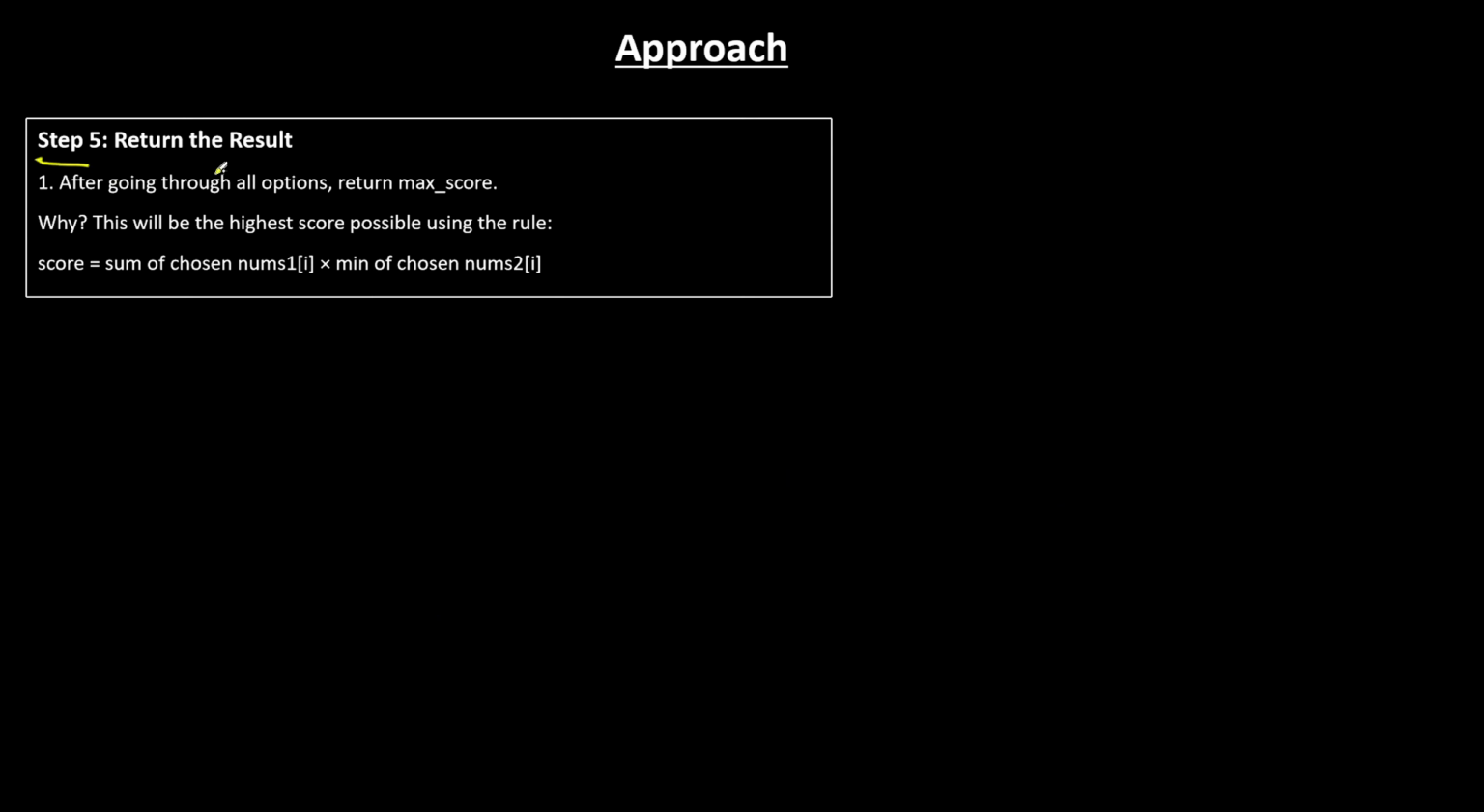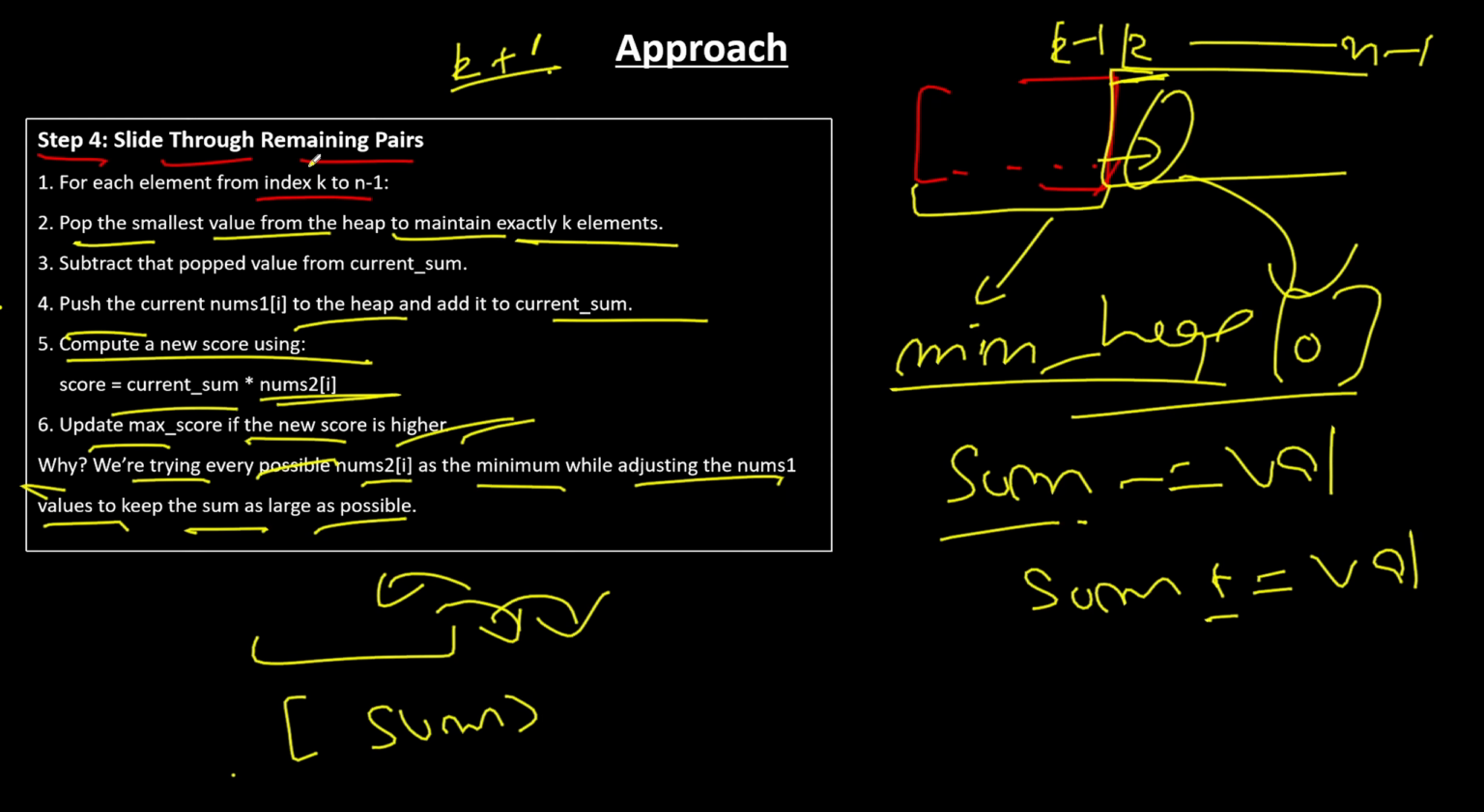Now at step 5, we return the result. That's all. After going through all the options, we return the max score. This is the highest score possible using the rule: sum of the chosen nums1 times the minimum chosen of nums2. So I hope you understood the approach explanation. I know it was much more theoretical than drawing diagrams, but it is a thing to be explained in that manner only.